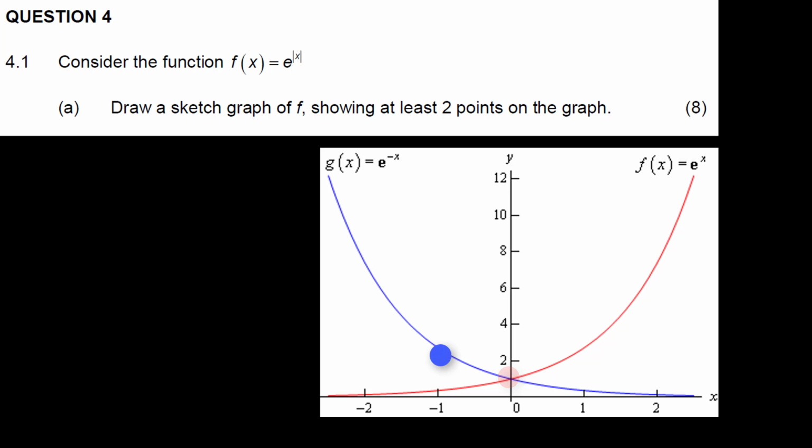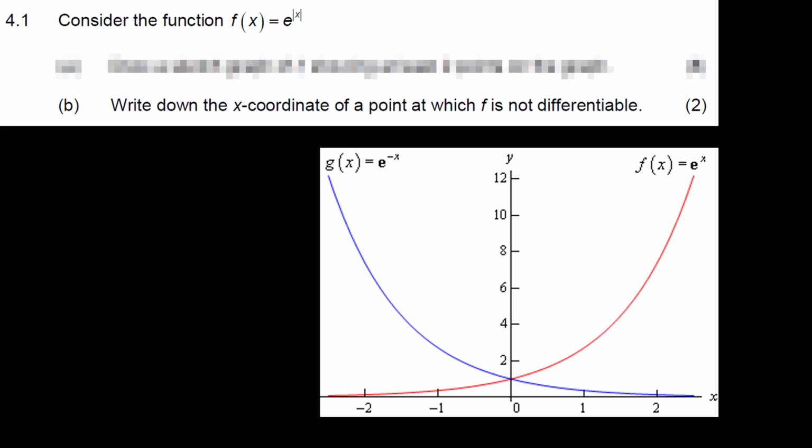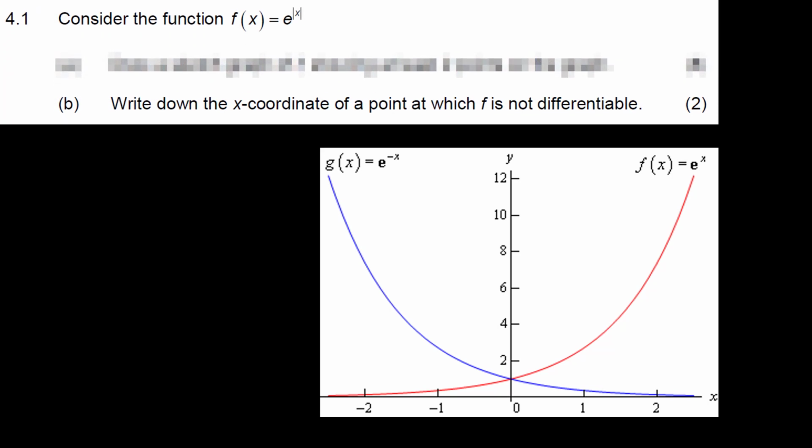Part B for 2 marks. Write down a value for x for which f of x is not differentiable. Every absolute value function has a point which is not differentiable. That's at the point at which the expression inside the modulus is equal to 0. If you look at the graph, it forms a cusp at x equals 0.